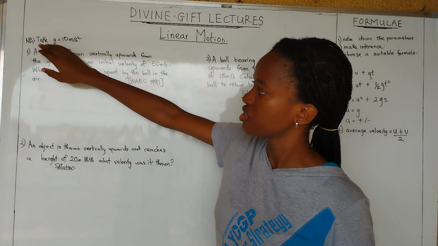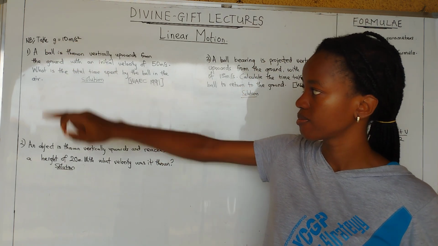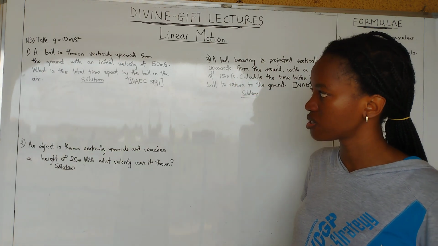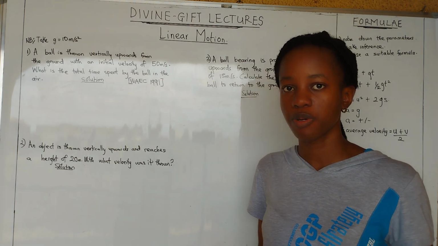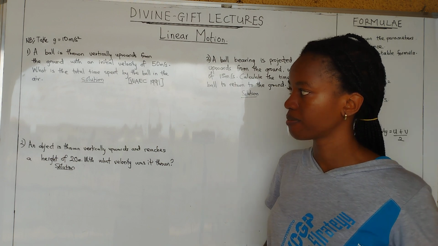Now, take note that G will be 10 meters per second squared. Number one: a ball is thrown vertically upwards from the ground with an initial velocity of 50 meters per second. What is the total time spent by the ball in the air?